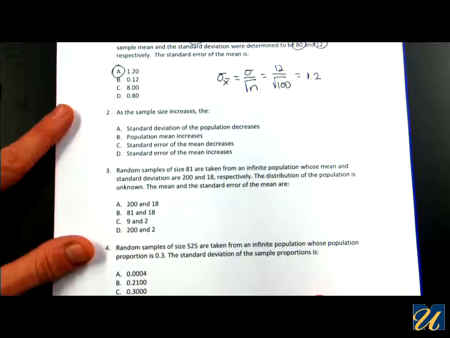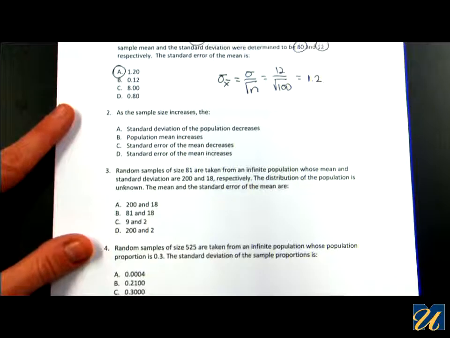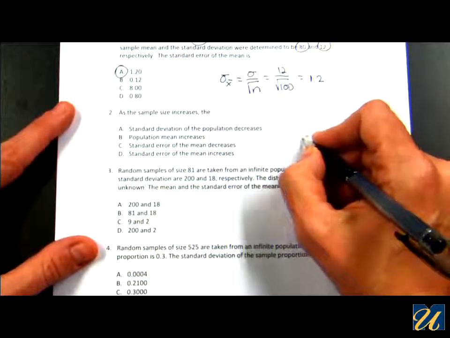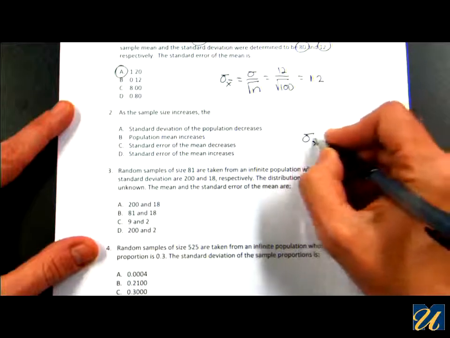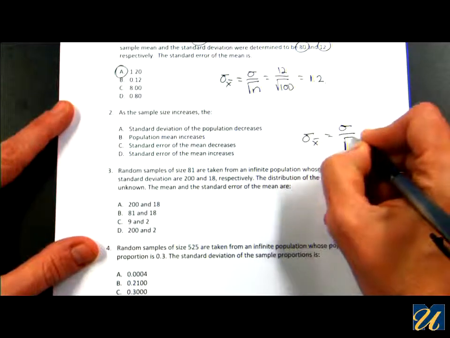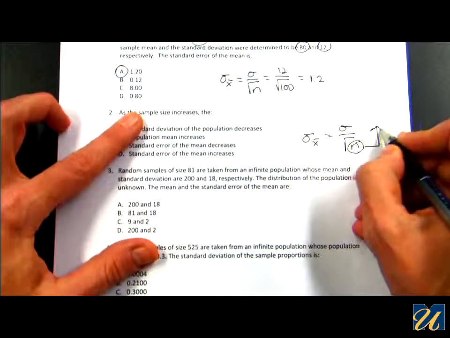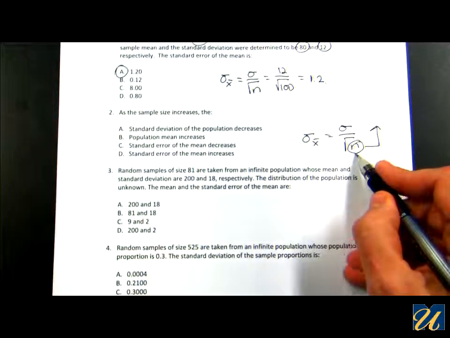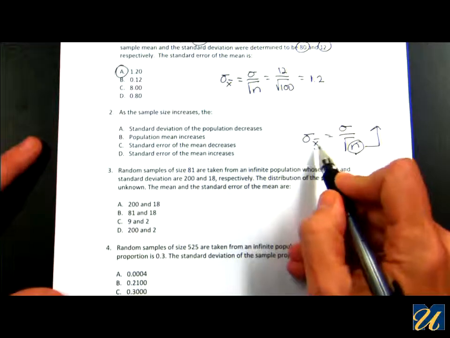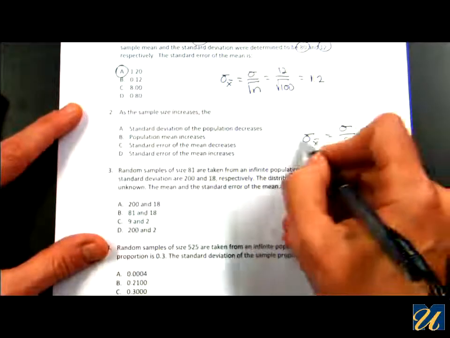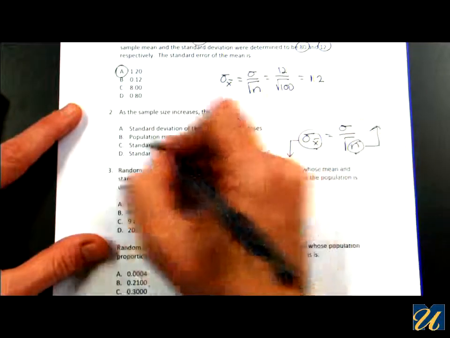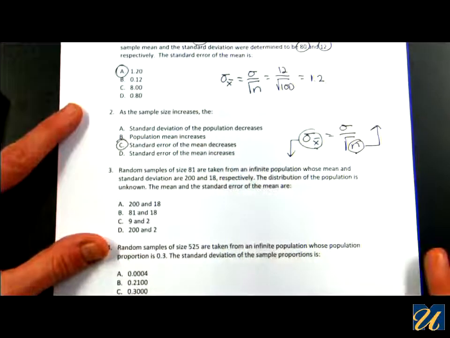As the sample size increases, what will happen? So let's take a look at the formula. Sigma x bar is equal to sigma over square root of n. As the sample size increases, that means that I am dividing with a higher number. That means that the standard error of the mean will go down. So the correct answer will be that it decreases.